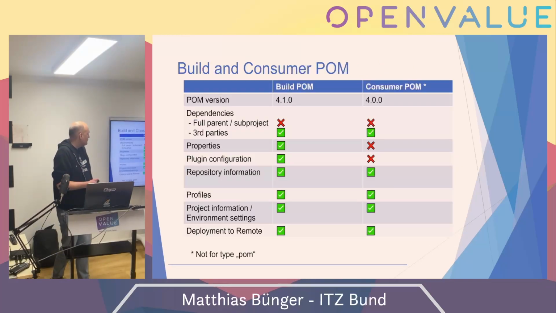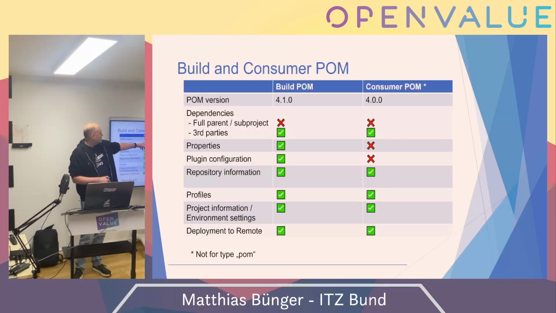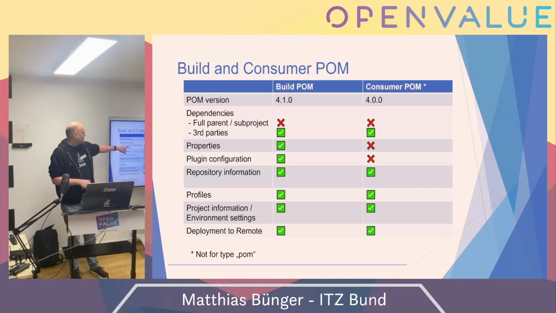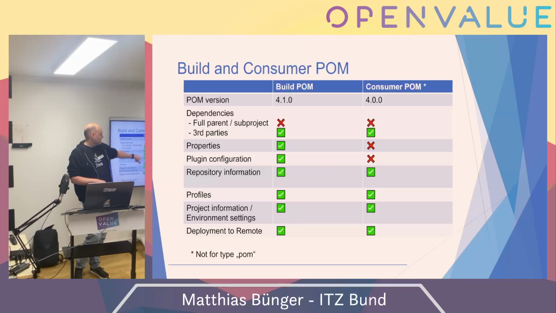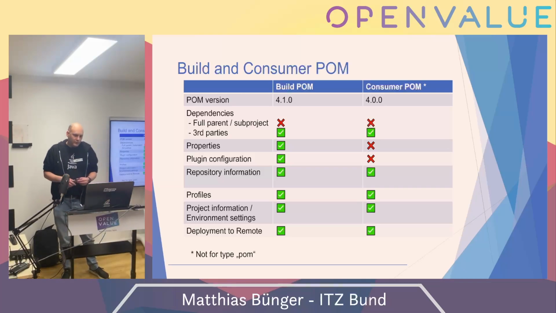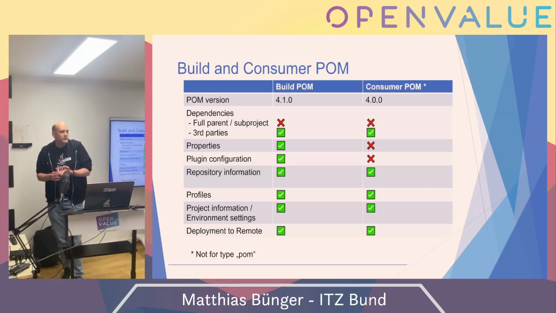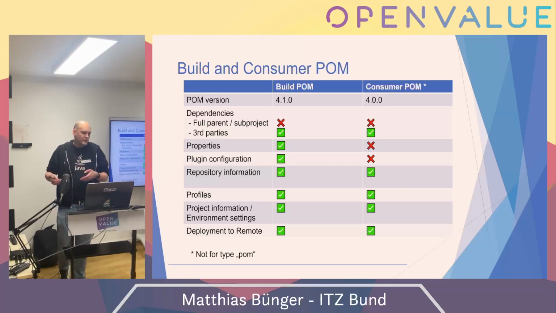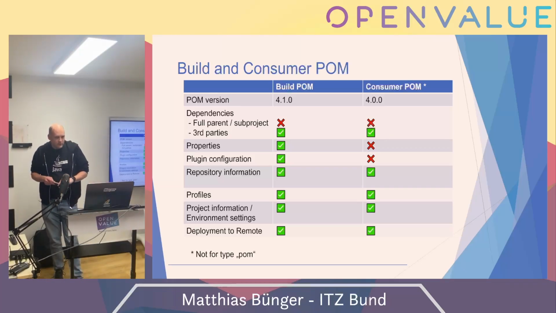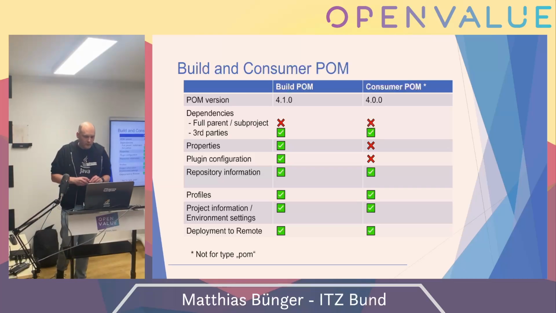To have a small comparison about this, build POM in the new version, consumer POM in the old version, they contain the full dependencies of third parties, because this is still needed. It does not contain dependencies of your project's own. In a consumer POM, you don't need it, because Maven resolves this during the build, and you only have an artifact at the end. But you also don't need it in your build POM anymore. I'm coming back to this.